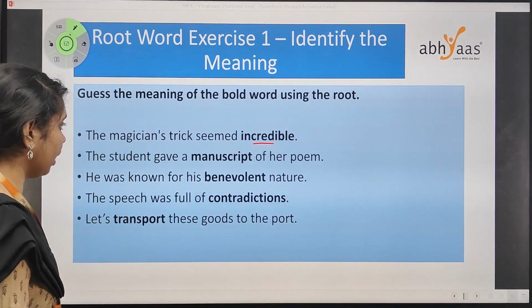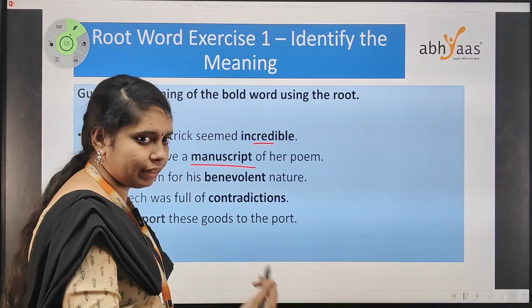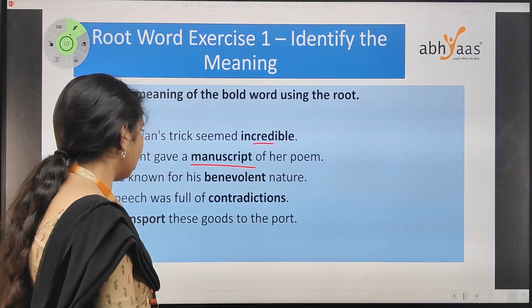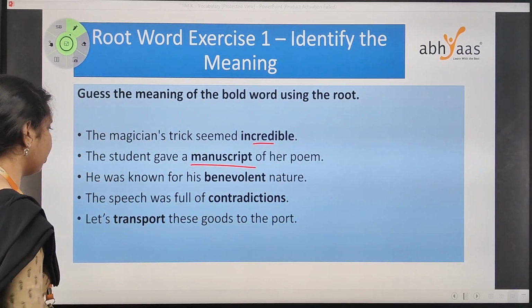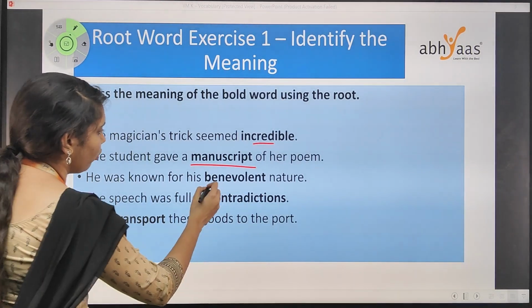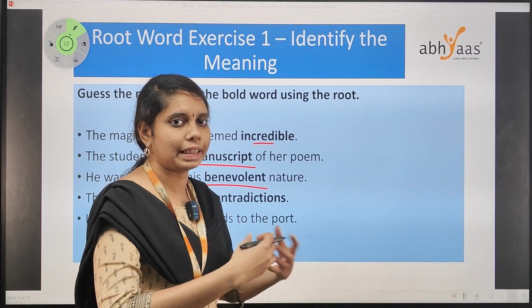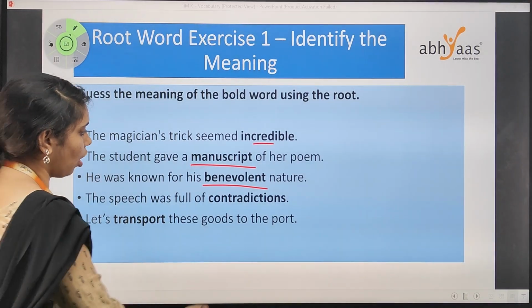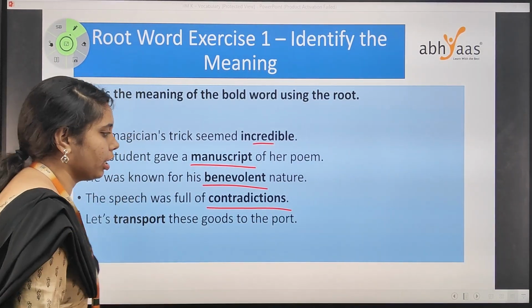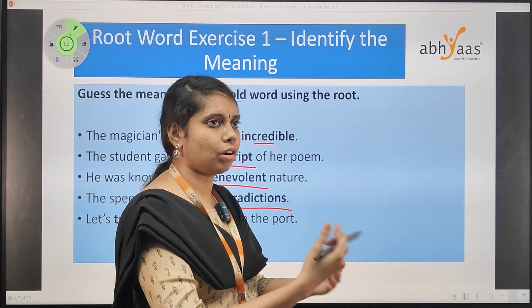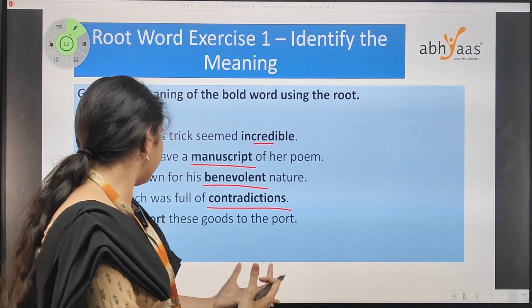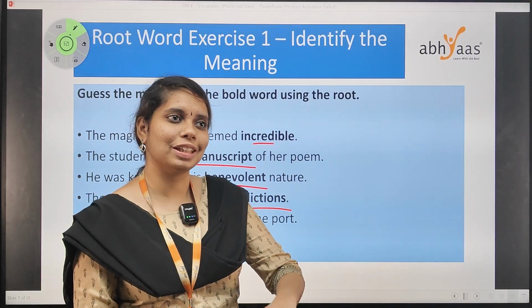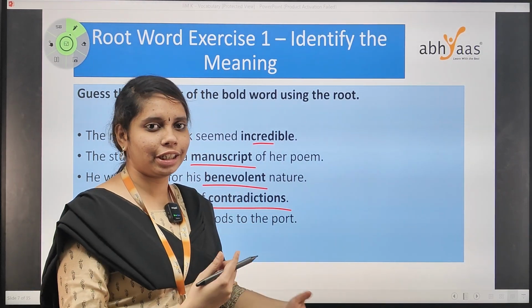The student gave manuscript of her poem, just like we discussed. Man means hands, and script is when she writes. So on a piece of paper she has written something and she has submitted it. He was known for his benevolent nature. Benevolent is when he is good, when he is kind towards others. Next, the speech was full of contradictions, as we have discussed. Diction is to speak. Contra is when you have opposite. So his speech was full of contradictions. He was saying social media is good, again he was saying social media is bad. He was just contradicting his own views.